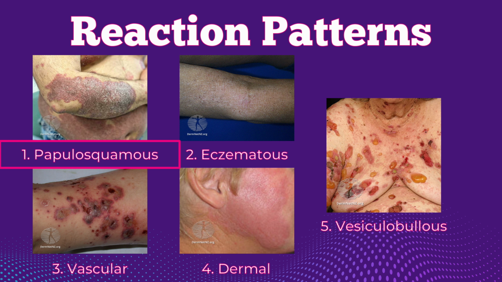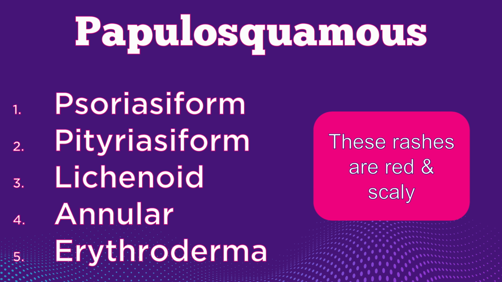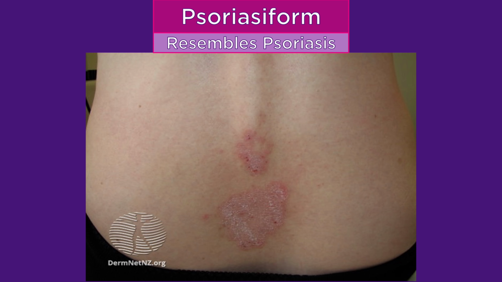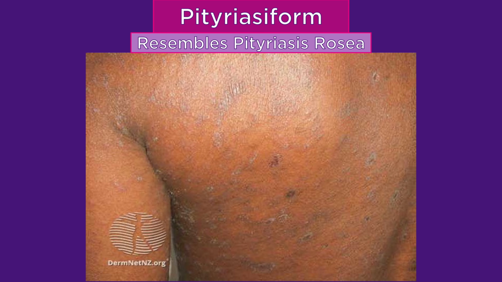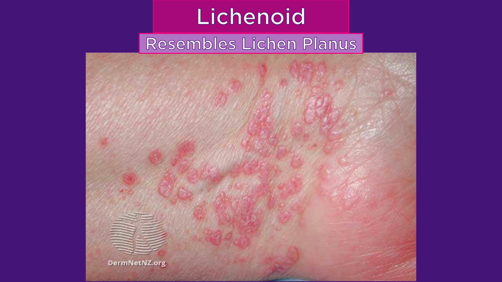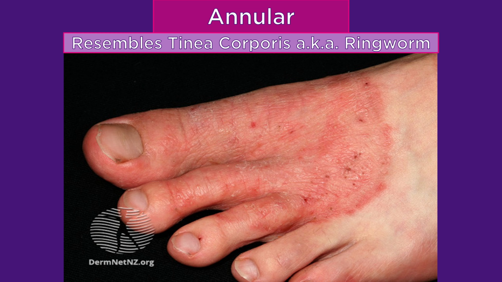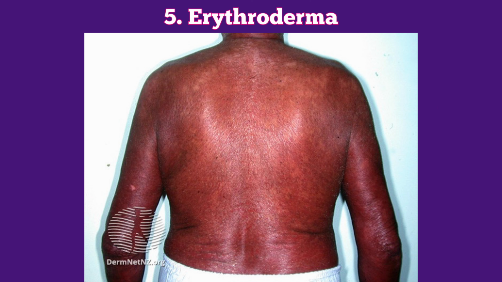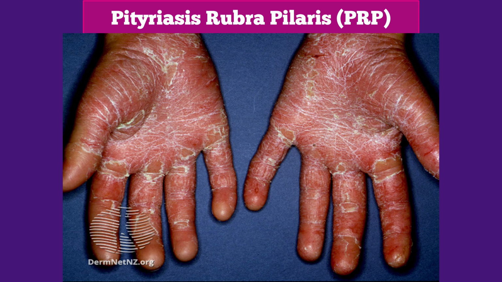Again, we break the first category of papulosquamous rashes into 5 subcategories. 1. Psoriasiform. 2. Pityriasiform, which resembles Pityriasis rosea. 3. Lichenoid, resembling the prototype Lichen planus. 4. Annular, or ring-like disorders such as tinea. And 5. Erythroderma, which has many causes including psoriasis and Pityriasis Rubra Pilaris, aka PRP, which we will discuss in the second half of this episode.